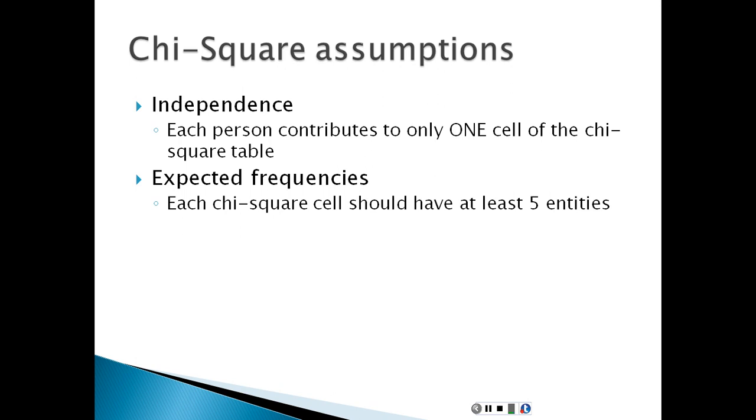But for our purposes, and for the most commonly used chi-square table, I remember several of you said that the articles you come across in your field have chi-square tests quite a bit. And those chi-square tests that you are reading in those articles are following these assumptions. One cell, each person contributing to one cell. And the next one is expected frequencies, where each cell should have at least 5 entities. I'm going to show you what that means in just a second.